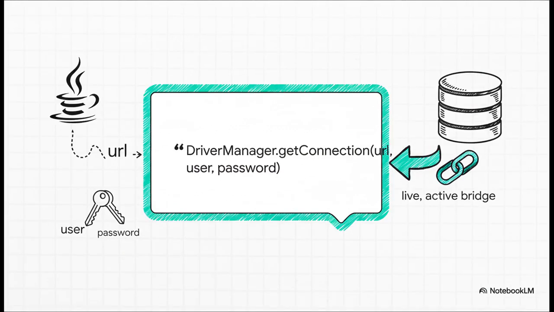Step 2 is where the magic happens. We use this class called DriverManager, and its getConnection method. You give it three things: a special URL that points to your database, a username, and a password. If everything checks out, boom, it gives you back a connection object. This con variable here, that's it. That's your live active bridge to the database.